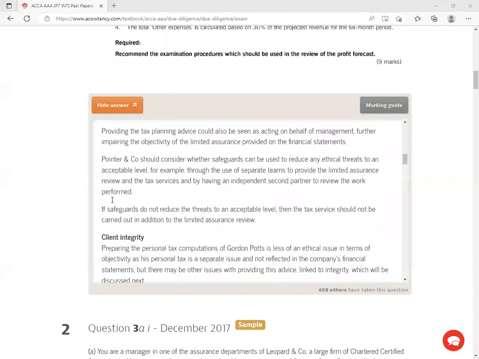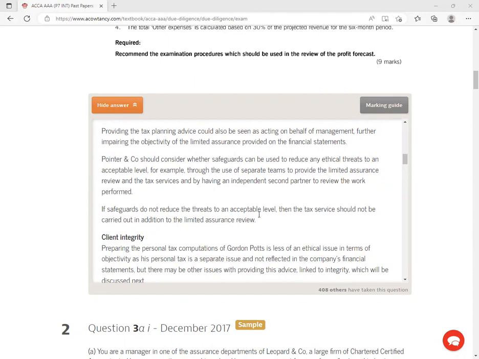Okay, so you're told point and the company should consider whether safeguards can be used to reduce any ethical threat to an acceptable level. For example, through the use of separate teams to provide limited assurance review and the tax services, and by having an independent second partner to review the work performed.